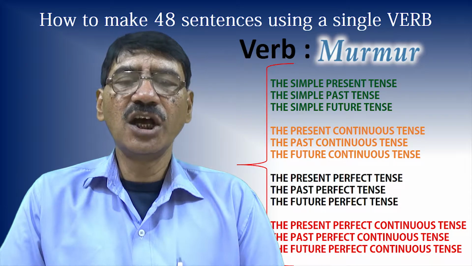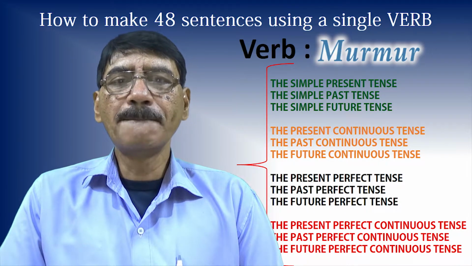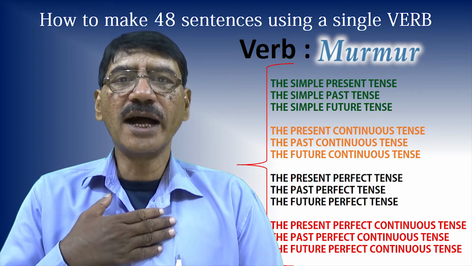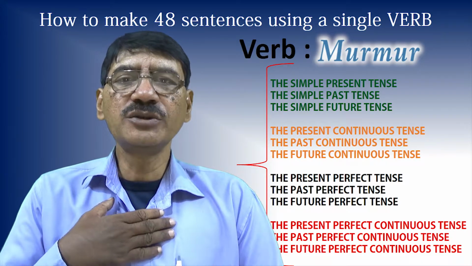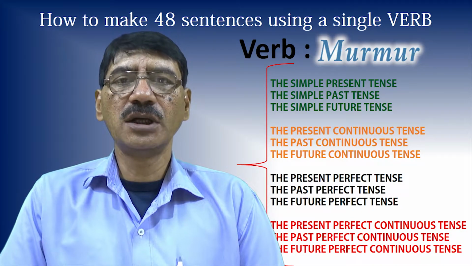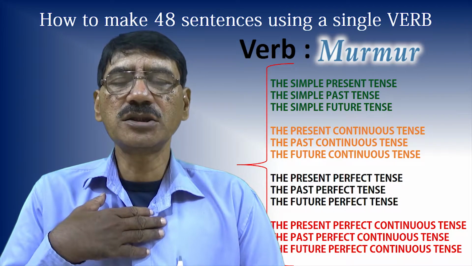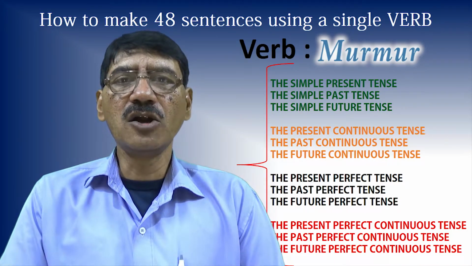The sentence is, you murmur a lot. You don't murmur a lot. Do I murmur a lot? Don't I murmur a lot? You murmured a lot. You didn't murmur a lot. Did I murmur a lot? Didn't I murmur a lot?